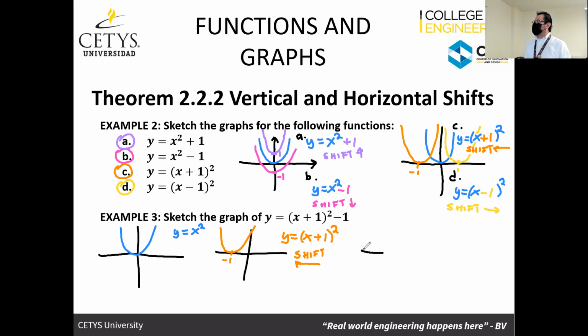Next up, we are subtracting 1 from y equals x plus 1 squared. So to the one that I had previously, now we're going to shift it down 1 unit. So we had this one here, and we had originally the -1 here.